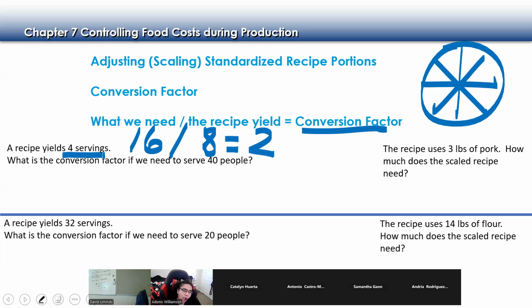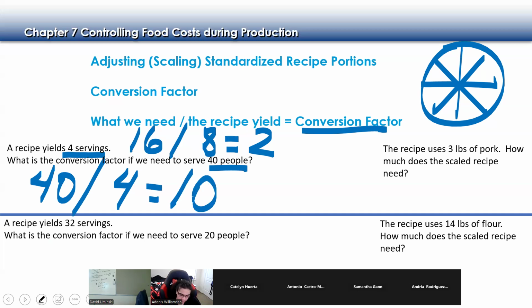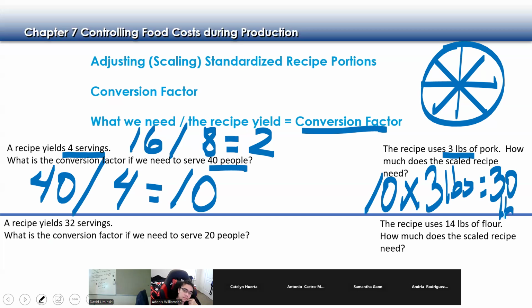So if my recipe yields 4 servings and I need to serve 40 people, what is 40 divided by 4? 10. So my conversion factor is 10. Now, if my recipe calls for 3 pounds of pork, I multiply the 10 times 3 pounds, and that tells me I need to order 30 pounds. So we take that conversion factor and multiply it by all the ingredient amounts in that column to help us understand what we need to prepare for.